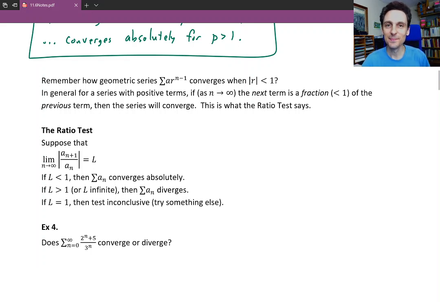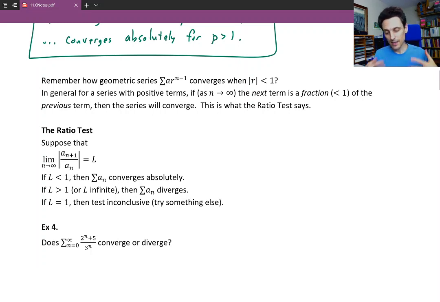Hello and welcome back. Do you remember how back in 11.2 we proved that a geometric series converges when r, the common ratio, is between -1 and 1? In other words, when r, the thing that you're multiplying by to get the next term of the series, is a proper fraction, then the geometric series will converge.